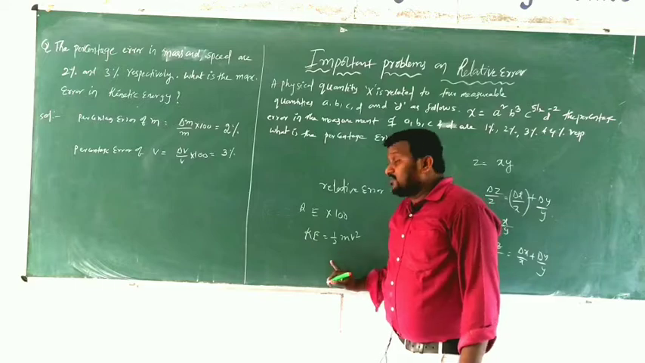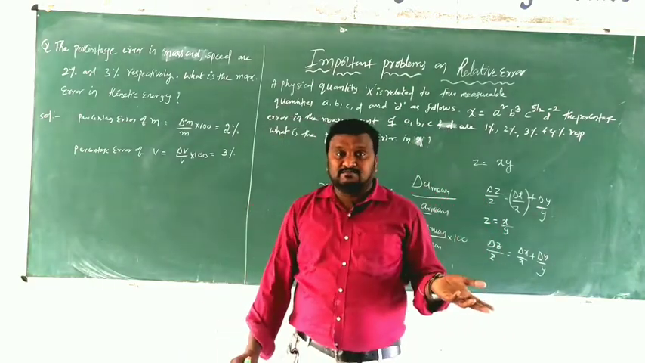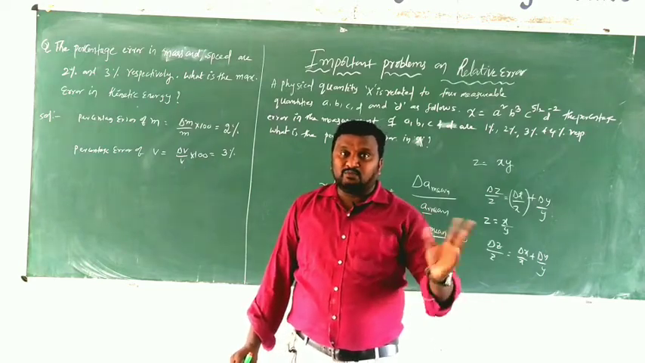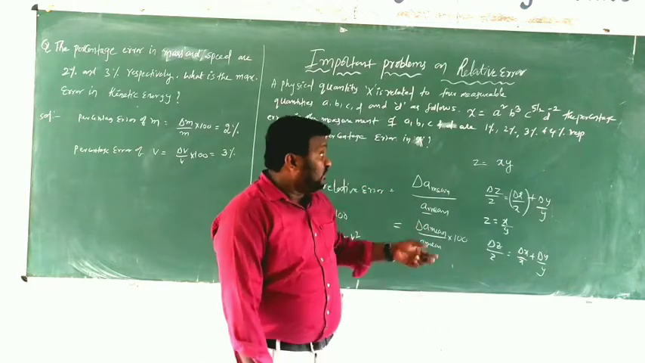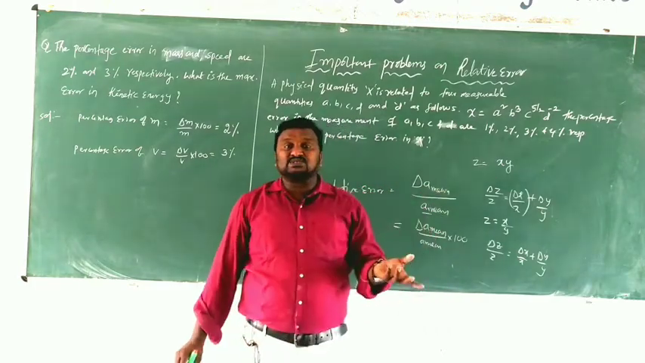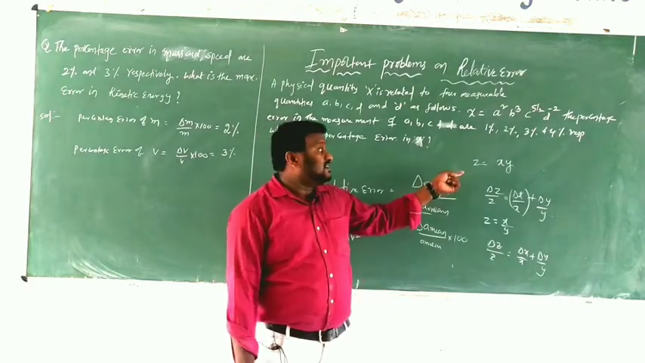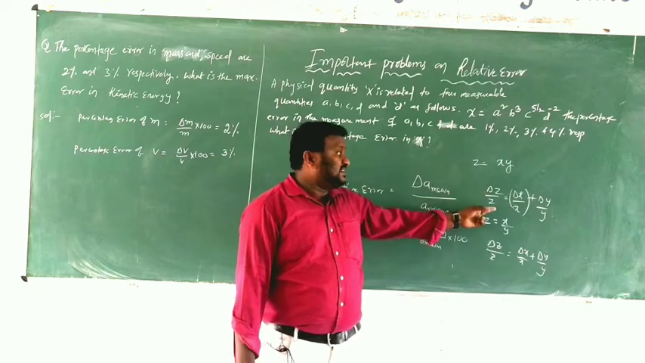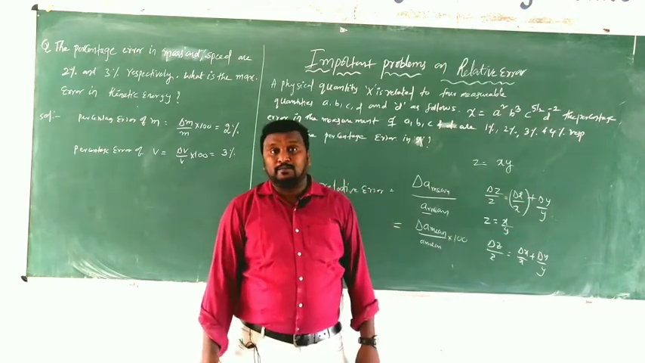K is equal to half m v square. Here half is what? 1 by 2. 1 by 2 is constant, so for that there is no error. m v square. Mass into velocity means what? Multiplication. For multiplication what is the formula? Z is equal to xy. Then delta z by z is equal to delta x by x plus delta y by y.